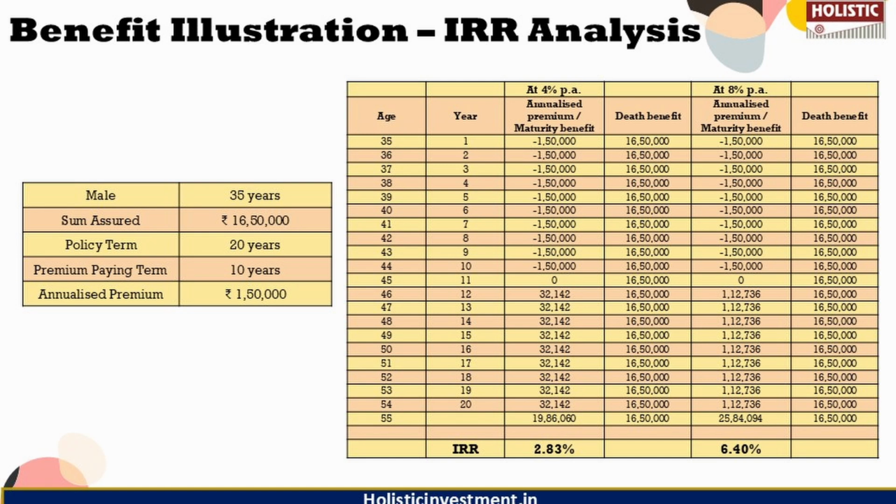Over time, the final maturity value may fall short of meeting the inflated cost of your goals, and the survival benefit will lose purchasing power. Ultimately, neither the survival benefit nor the maturity proceeds provide meaningful financial support. So the plan may lead to a shortfall in the required corpus, disrupting your financial goals.